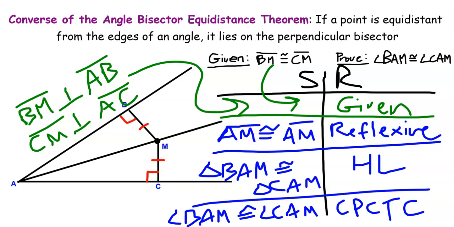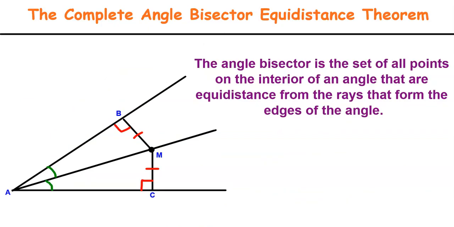If you haven't copied down this proof, go ahead, pause the video and do that now. Otherwise, we're going to move on to the last slide for the complete statement of the angle bisector equidistance theorem. And much like we had before, where we could put the perpendicular bisector theorem into one statement, the complete angle bisector equidistance theorem says that the angle bisector is the set of all points on the interior of an angle that are equidistant from the rays that form the edges of the angle. So go ahead, pause the video because you're about to lose the slide because the video is going to end, copy down this statement, and then it's time to wrap the video up.